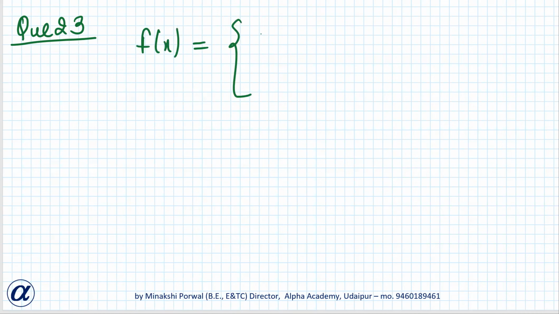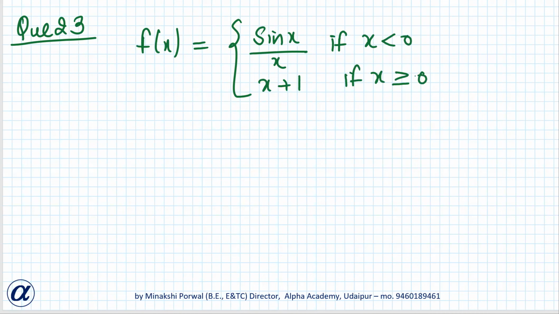Question number 23. Find all points of discontinuity of f where f(x) equals sin x upon x if x is less than 0, and x plus 1 if x is greater than or equal to 0. So basically the function is given this way: f(x) equals sin x upon x if x is less than 0, and x plus 1 if x is greater than or equal to 0.